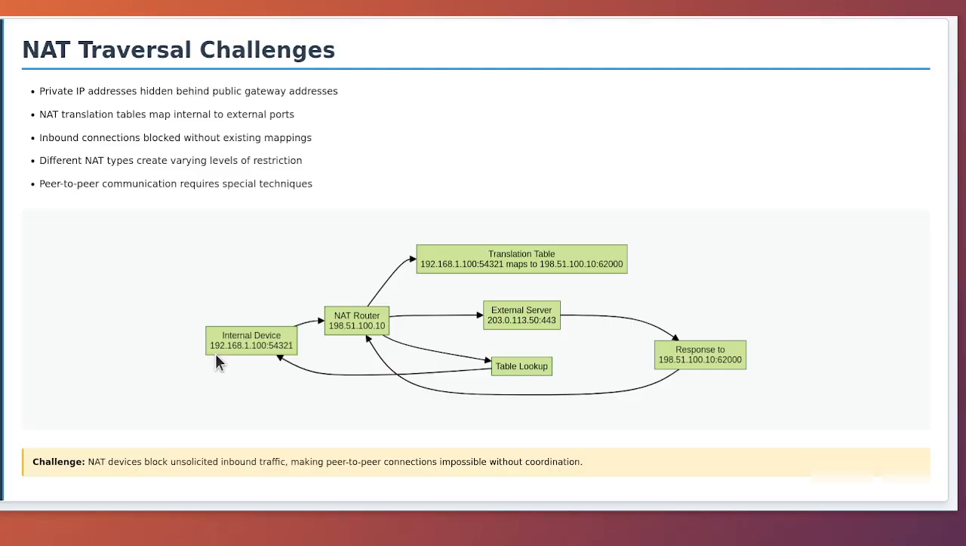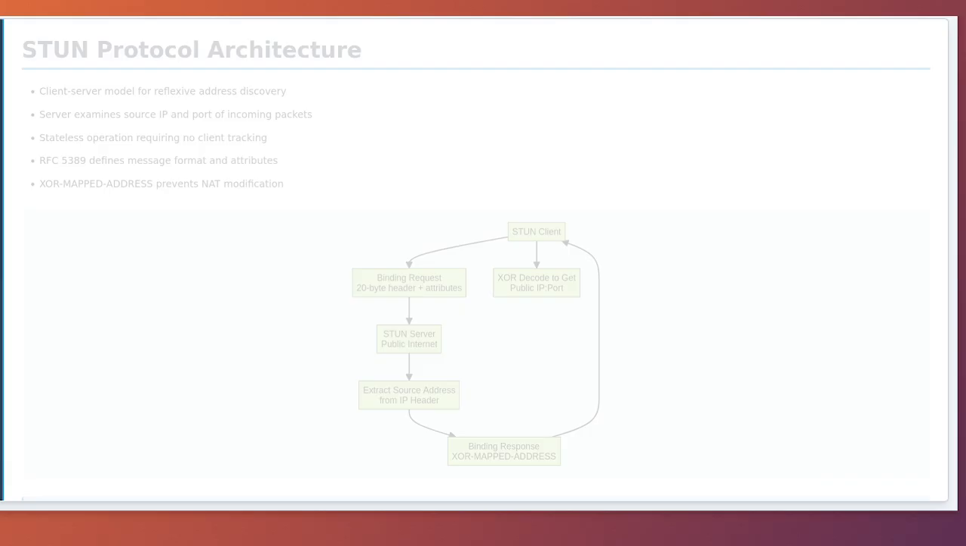With symmetric NAT, it's often impossible without a relay. STUN helps applications discover what type of NAT they're behind and what their public IP address and port mapping are. TURN provides the relay fallback for cases where direct connection is impossible. Together, they provide a comprehensive solution to NAT Traversal.